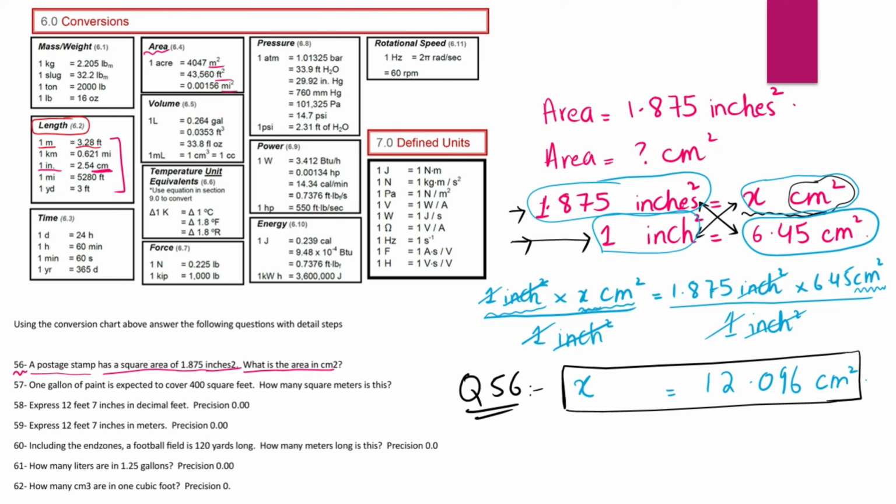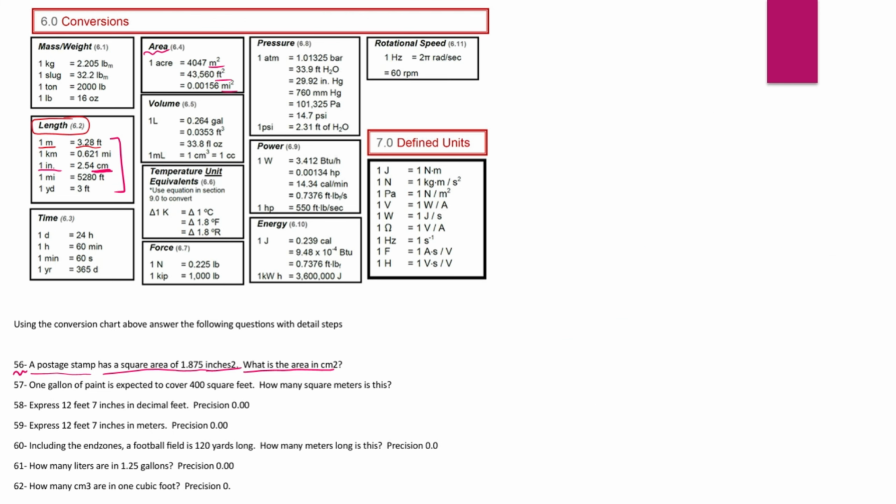And for question number 57, if I made a mistake anywhere, you can just let me know about that after the lesson. Okay, so now let's do question number 57. In question number 57, you can see it is written 1 gallon of paint is expected to cover 400 square feet. So how many square meters is this?